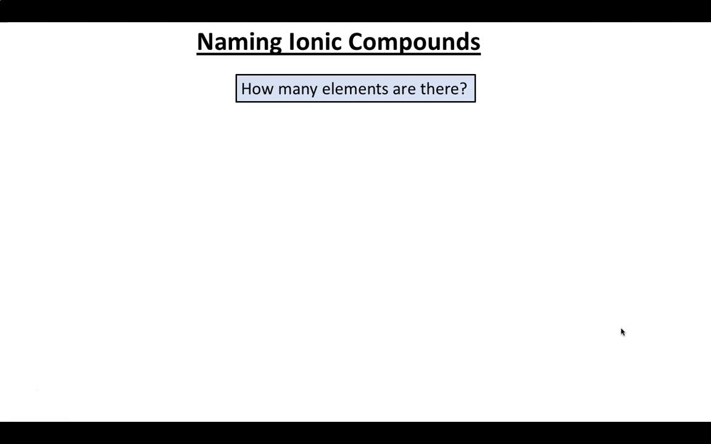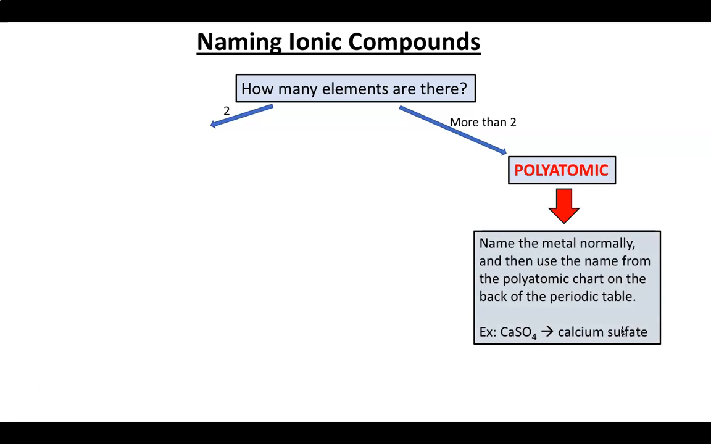So we'll start with naming ionic compounds. This is when you have the formula and you're trying to name the compound. The first question you're always going to want to ask yourself is, how many elements are there? If there's two, you'll go one way. If there's more than two, then automatically you have a polyatomic.